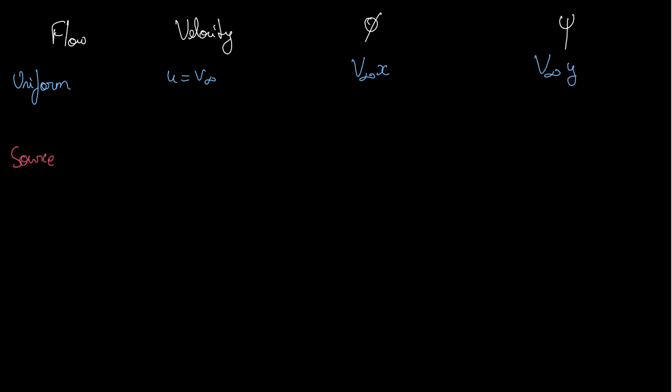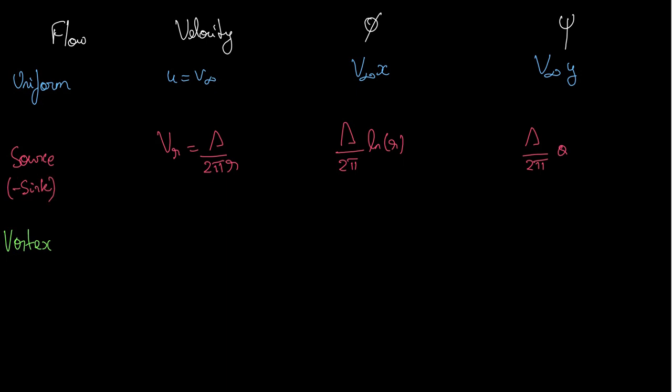Next thing is the source flow. We have v_r equals λ/(2πr), and our velocity potential is λ/(2π) times ln r, and the stream function is λ/(2π) times θ, and we have our v_θ to be 0. For a sink it is just the negative of the same; you can write source, negative sink.